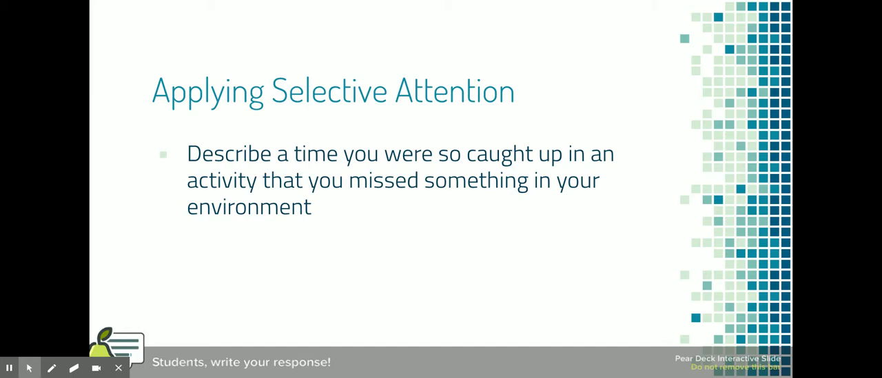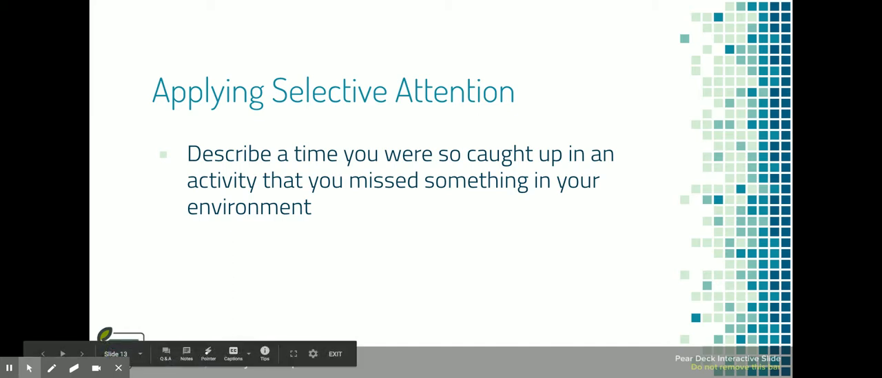Okay, so whatever you wrote down, I'm sure is a great example. We will play with this a little bit more when I see you in class. But just the idea that you were so focused on whatever task it was that you missed something going on. Maybe you missed someone calling your name. Maybe you missed something walking by. Maybe you, whatever it is. Missed a text message? Sure.